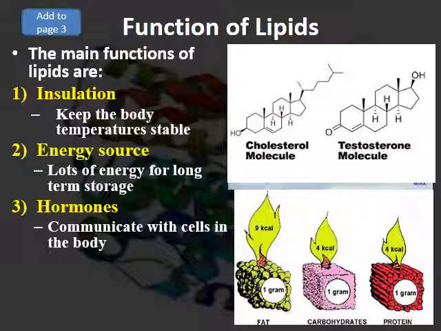Hormones as well. I remember I mentioned hormones being made of proteins. So hormones are either made out of proteins or they are made out of fats. So for example, cholesterol and testosterone, these are all molecules that are used to communicate with different parts of the body. For example, testosterone, you probably have heard of this hormone before. It is the chemical signal that makes men have male characteristics.